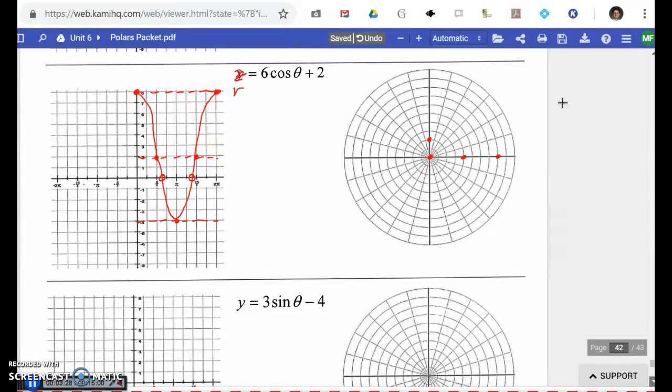And then at 3 pi over 2, we should be back to 2. And finally, at 2 pi, we should be back to 8. So if you followed it, it went something like this, then to the pole, then it went to this point out here, then back to the pole, and then through these points. So this is our limaçon with an inner loop.